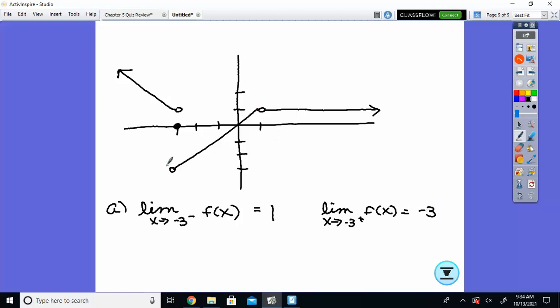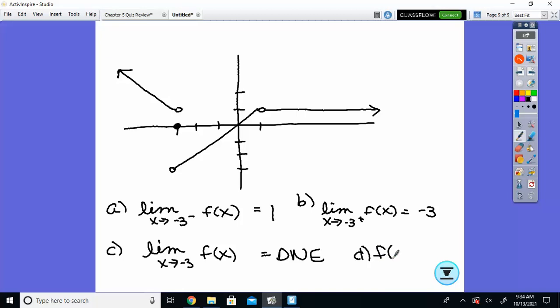Negative 3. If I'm coming in from the right, we're going down here. Negative 3. What if I asked you for the limit as x approaches -3? What if I asked you for f of -3? 0. That's where the actual point is on the graph.